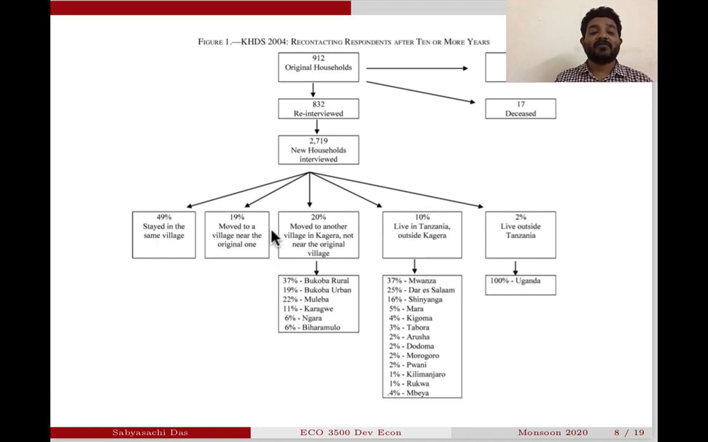But of the 50%, about 20% move to a nearby village. Okay, another 20% move to a village in the same region, but not near the original. So they move to a relatively far-off area within the region, and about 10% move out of the region but live in Tanzania. There's 2% of households that leave Tanzania and go to Uganda. So basically 50% don't move, and of the other 50%, it's diverse. 40% stay within the region, 10% move out of the region.